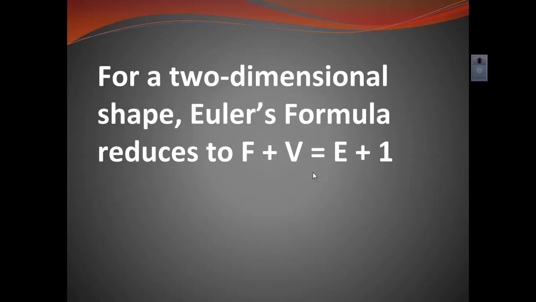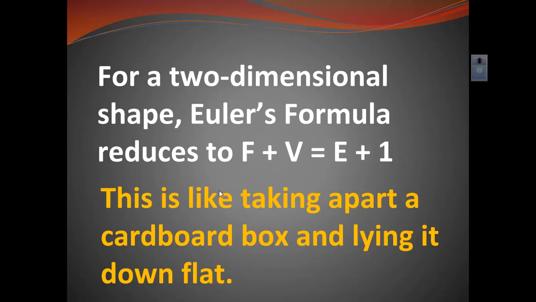All right, now for a two-dimensional shape, Euler's formula can be reduced down from faces plus vertices equals edges plus 2 to faces plus vertices equals edges plus 1. So that means if we took our shape and from a three-dimensional made it a two-dimensional by unfolding it, this formula would be our new relationship. So it's like taking apart a cardboard box and laying it down flat.